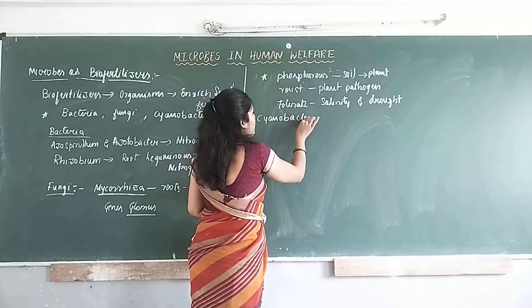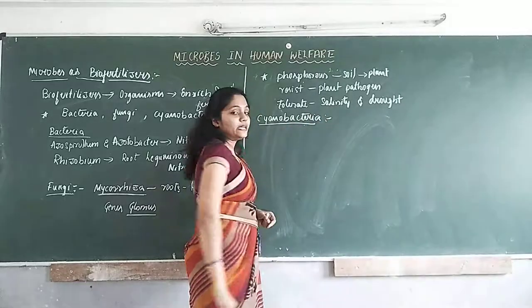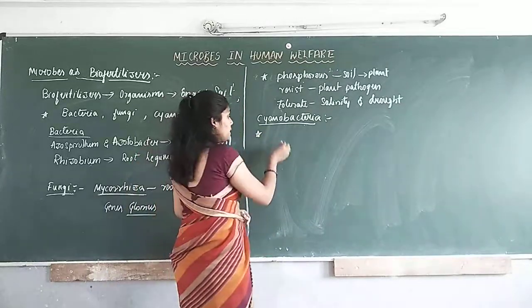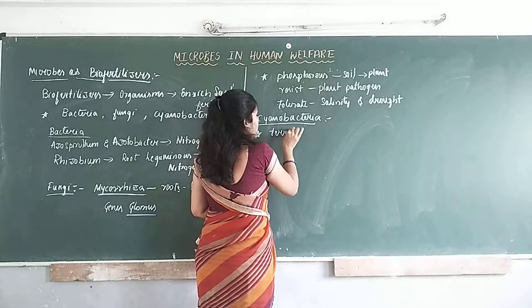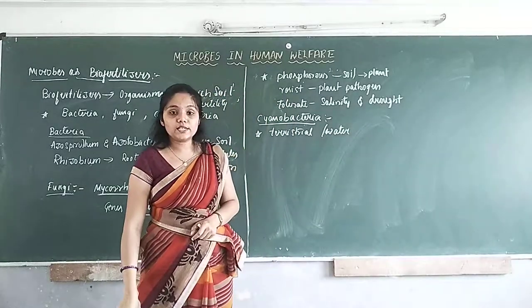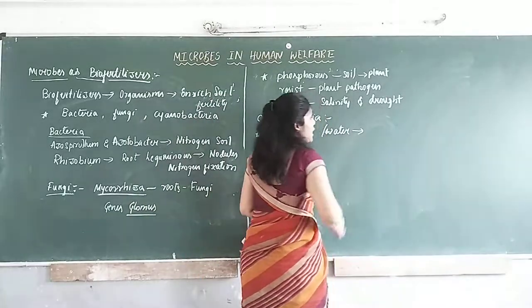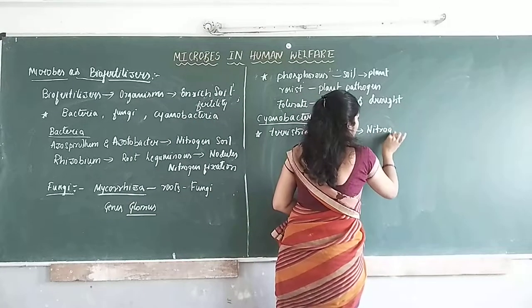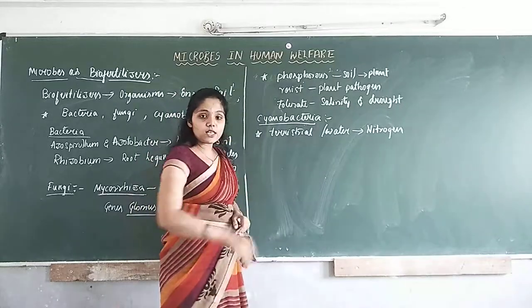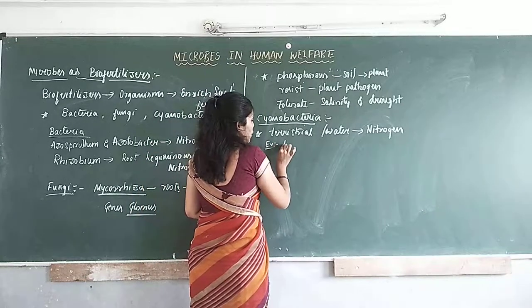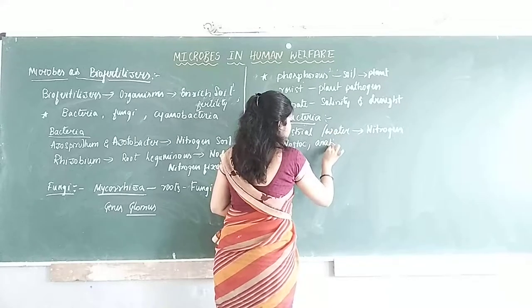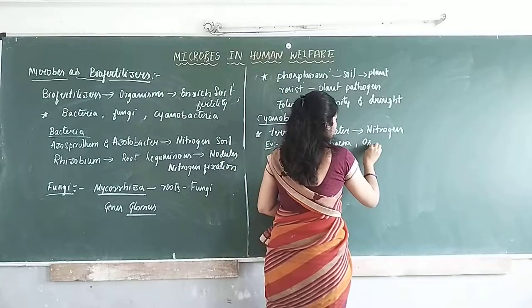You know about the cyanobacteria, isn't it children? The cyanobacteria are nothing but blue green algae. They may be present on land, in terrestrial habitats, or in water also. They also help in the fixation of nitrogen. Examples of cyanobacteria are Nostoc, Anabaena, Oscillatoria.